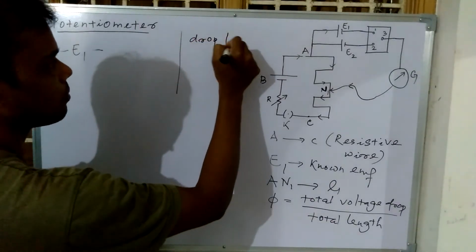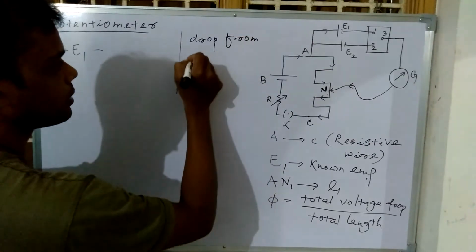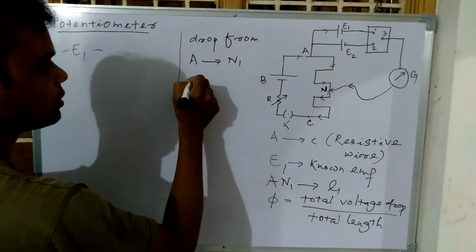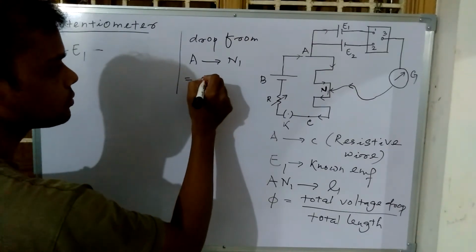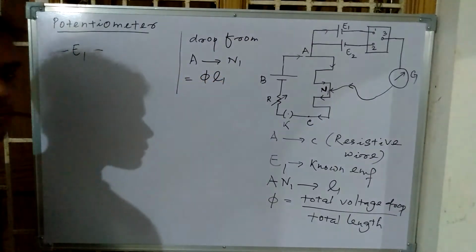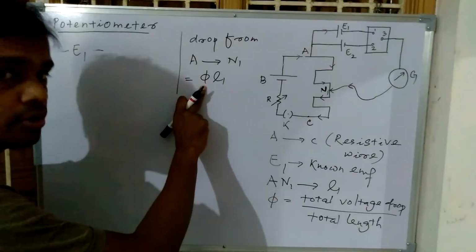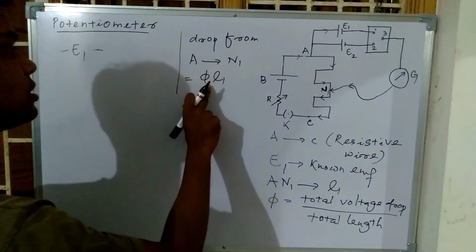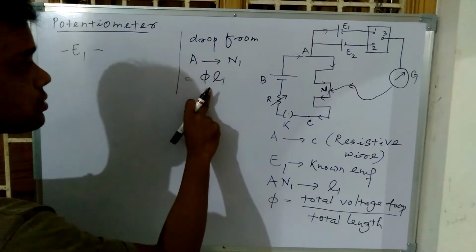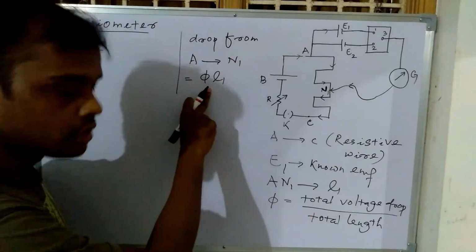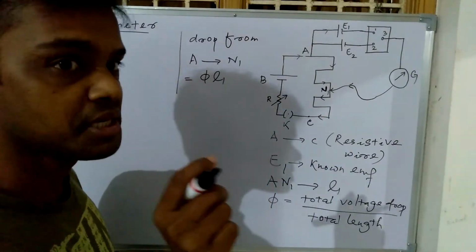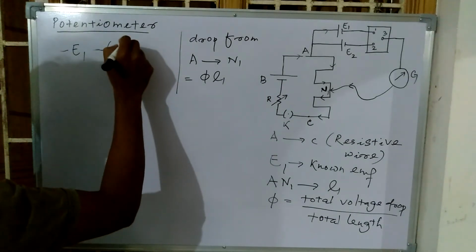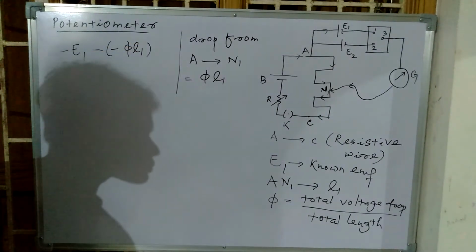Drop from A to N1 is equal to phi L1, the potential drop per unit length into the length of the element chosen. So this is the drop now. Always we know that in KVL a drop is represented as negative, so I will put here minus phi L1.